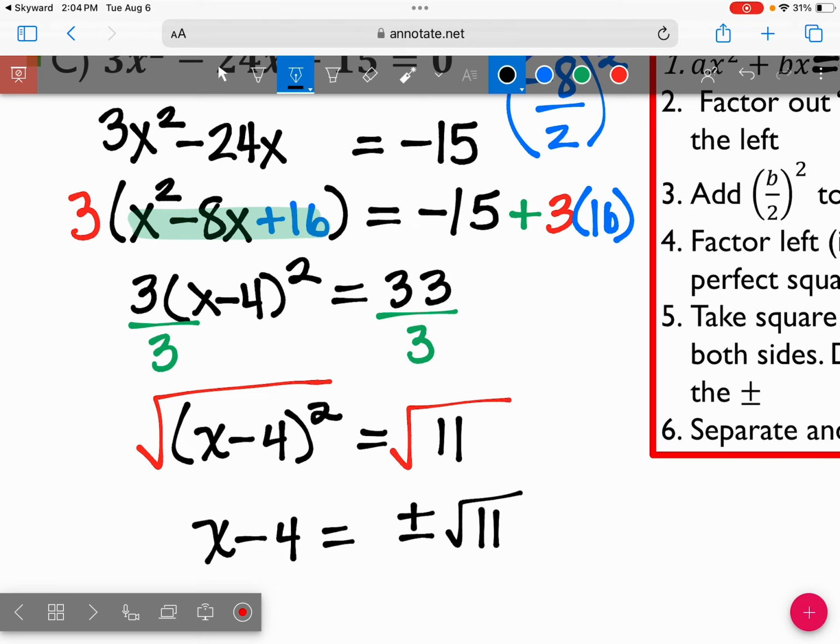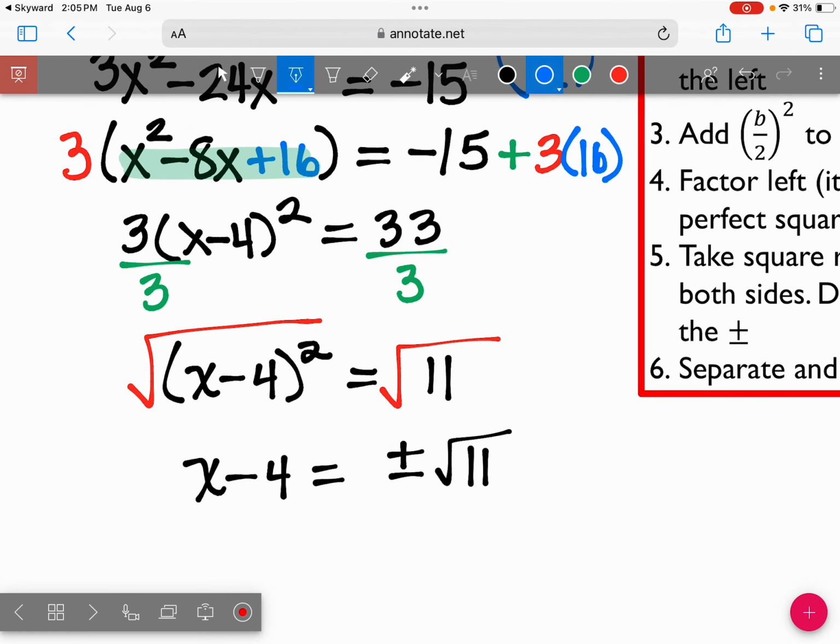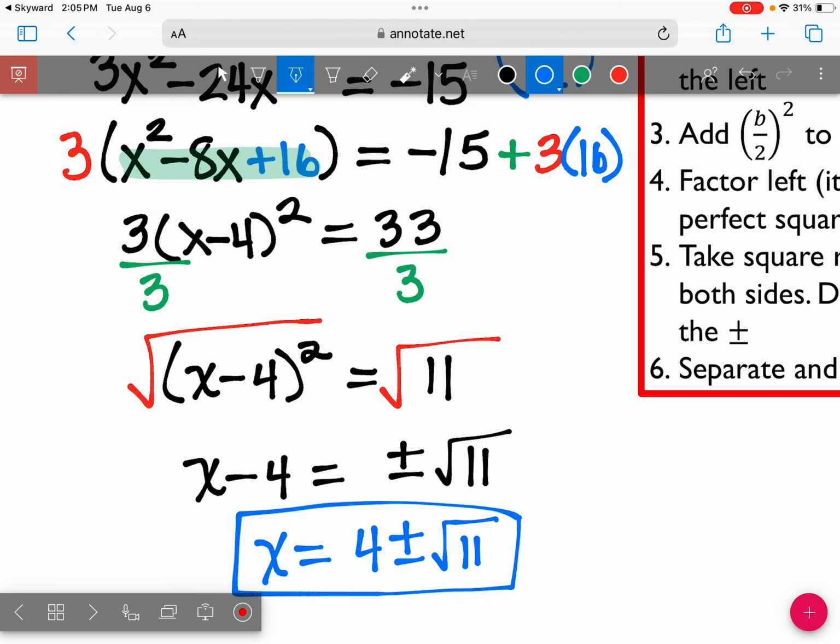So 11 is not a perfect square, but can I simplify it? Can I divide it by 4 or 9? No, 11 is actually a prime number. So we're just going to leave it alone. We can't do anything with it. So my last step to solve for x is to do what? Not subtract 4, add 4. So my final answer is x equals positive 4 plus or minus the square root of 11. And that is our new method.